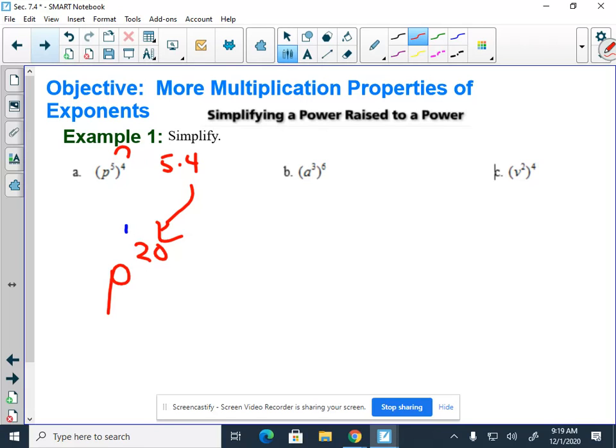So the next one, a to the what? 18. Again, you could write a to the 3, 6 times and add them up, but it's going to be 3 times 6. This one, v to the 8.